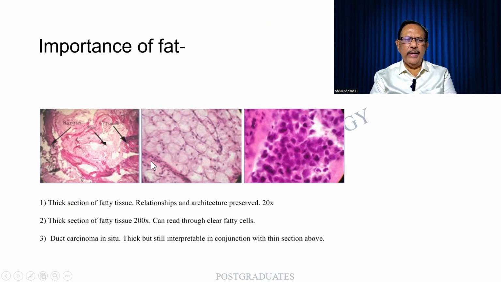The importance of fat. Here I find that there is too much of artifactual change. This is the best of it. And in this, there is a tumor that has been identified.